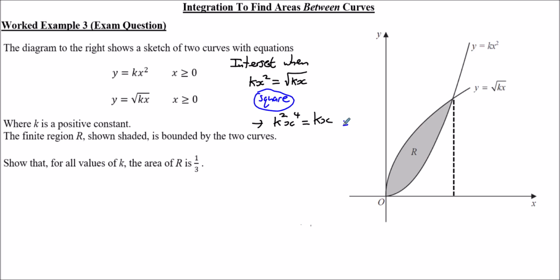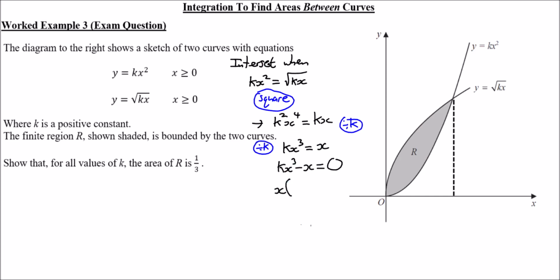Now if I divide both sides by k, which is a positive constant because we're told it, so we're allowed to do this. So dividing both sides by k, I get that kx cubed equals x. Rearrange and take x from both sides. kx cubed minus x equals 0. Factorize out the x.